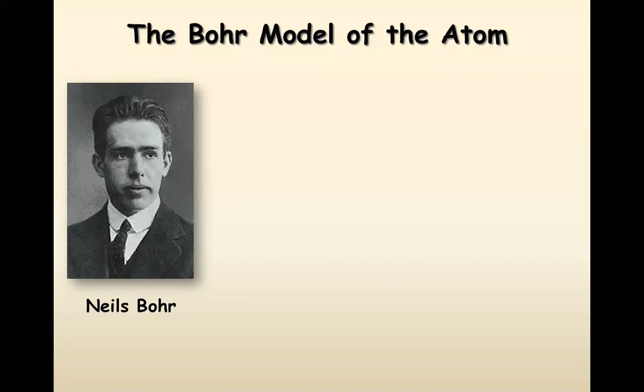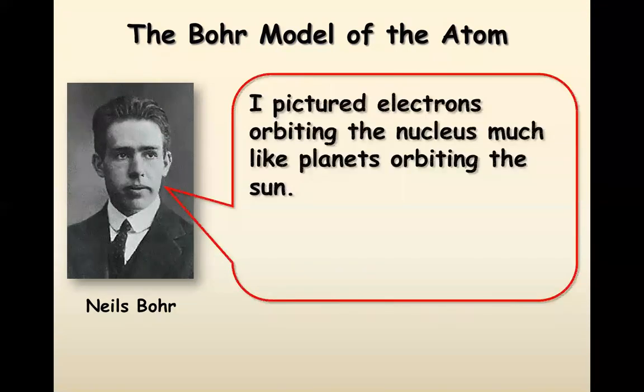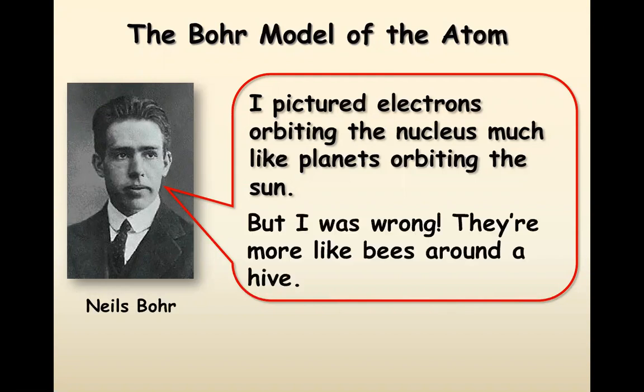We've been looking at Bohr models of the atom for a while now, and if you think about how he pictured electrons, he pictured them orbiting the nucleus, very much like planets orbiting the sun. But he was not correct. They're really more like bees around a hive. They're buzzing around and moving in a wave-like pattern.